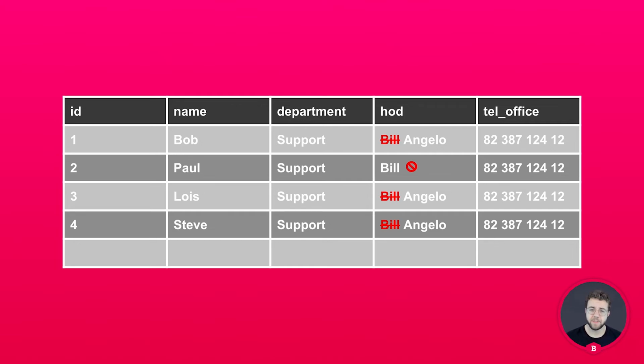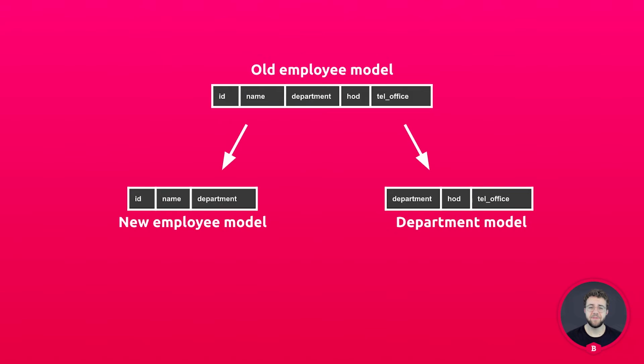Now, how does normalization solve these problems? Let's talk about that. When we normalize our employee model, we divide it into 2 different models: the employee model and the department model. The employee model will save the data of the employee, and the department model will save the data of the department.